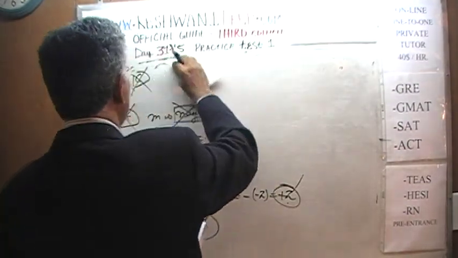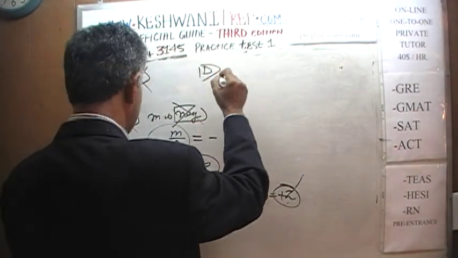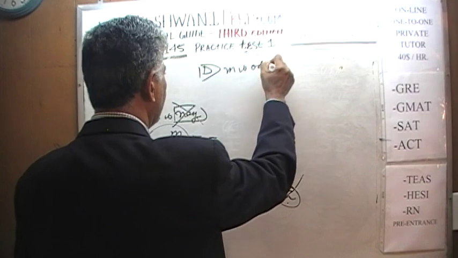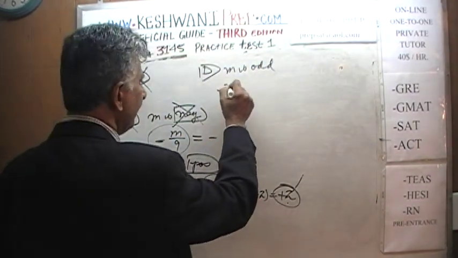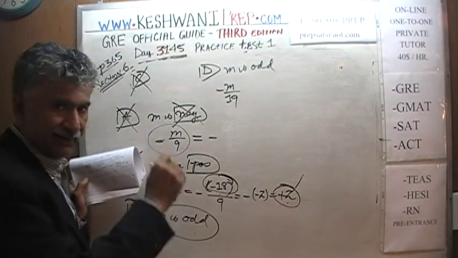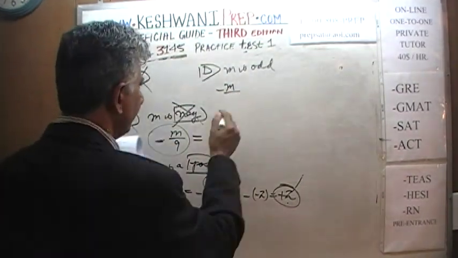Let's erase this thing. Remember, C does not work. D says M is odd. Watch what happens. If M is odd, we have negative M over 19, don't we? I'm back to 19 again. 19 or 9 doesn't matter. As I already told you several times, it makes no difference.